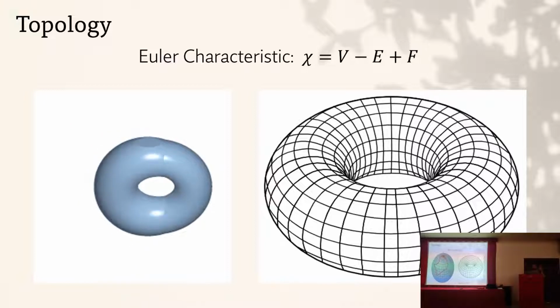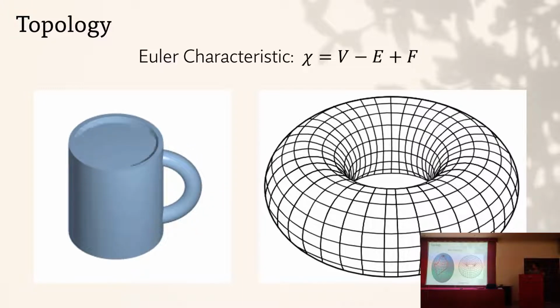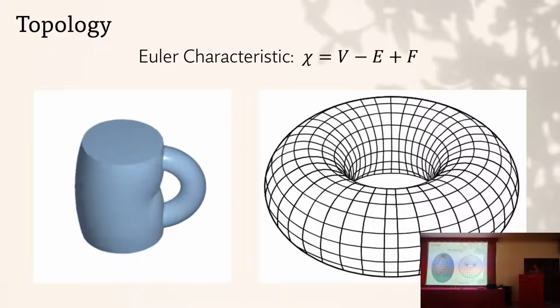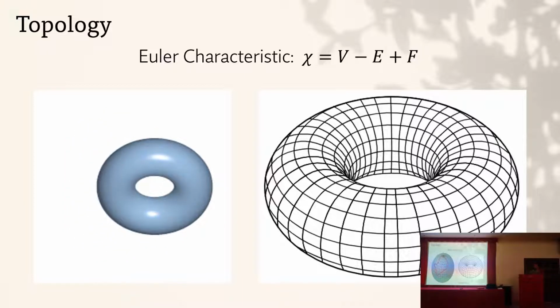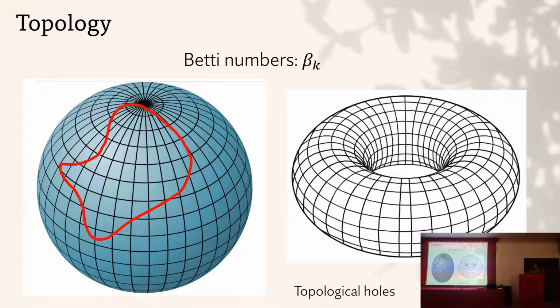Okay, another important thing that is actually related with the Euler characteristic in topology is the Betti numbers. This is a very tricky concept, and it's related to topological holes. A sphere has zero holes, because if you draw a line, like a circle or deformed circle, and then you shrink it, you can actually concentrate it in one point. So there's no hole in that.